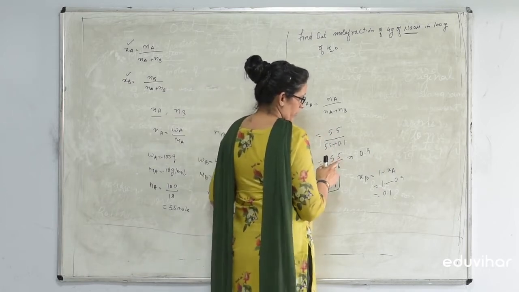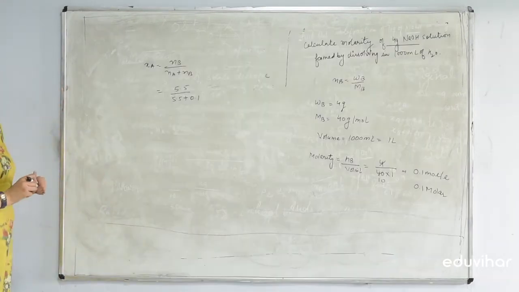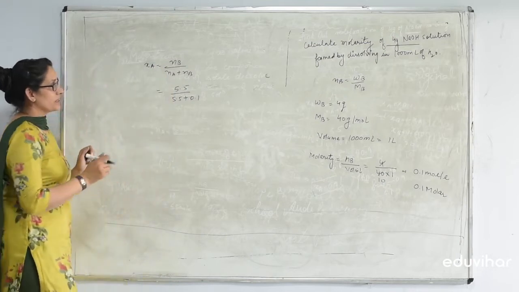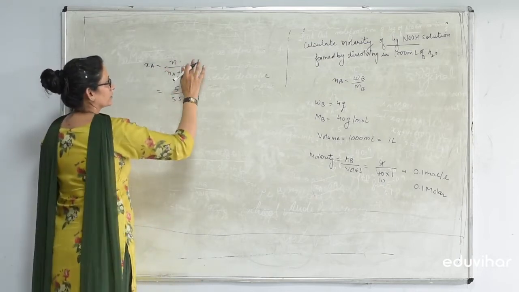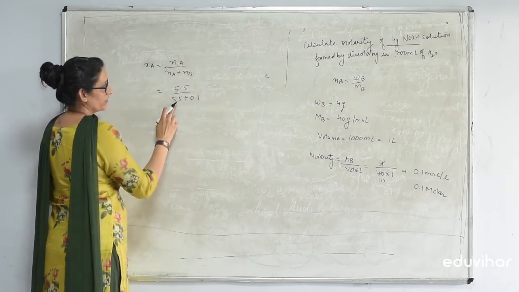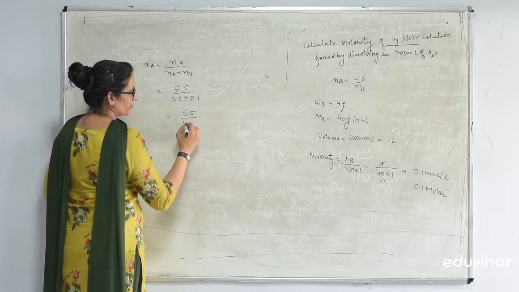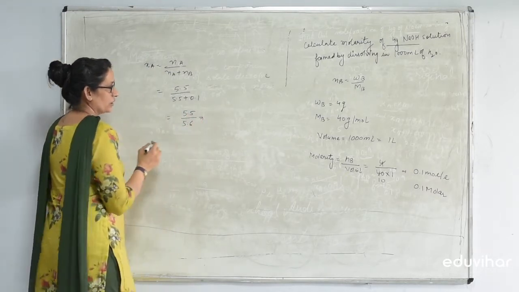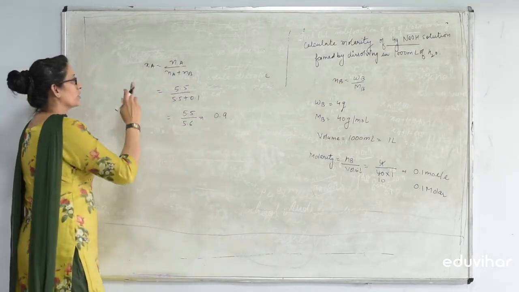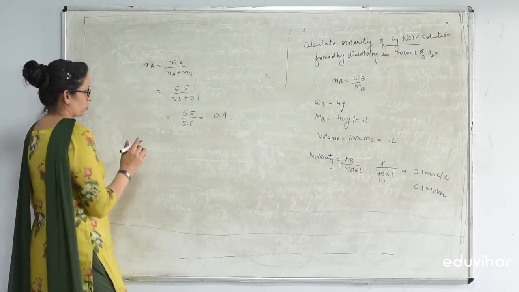Then it becomes 5.5 divided by 5.6. XA is equal to Na upon Na plus Nb. The value of Na is 5.5 divided by 5.5 plus 0.1. That becomes 5.5 divided by 5.6, and the value becomes equal to 0.9. This is the mole fraction of XA, the mole fraction of solvent.